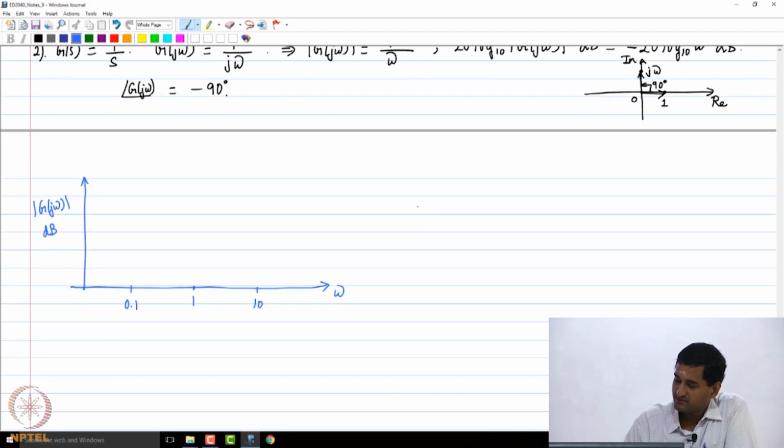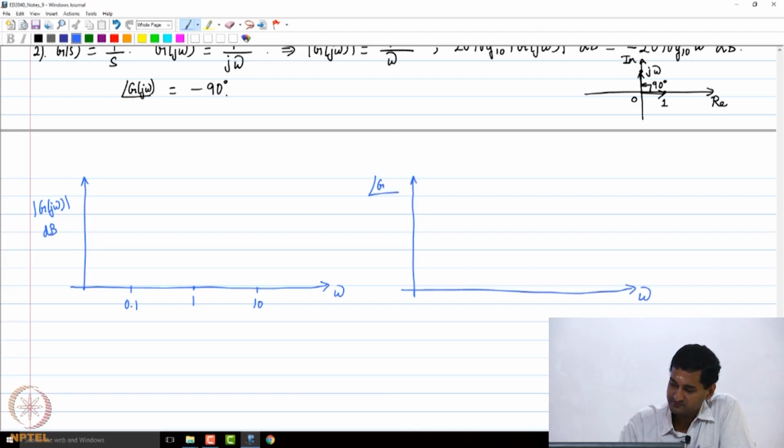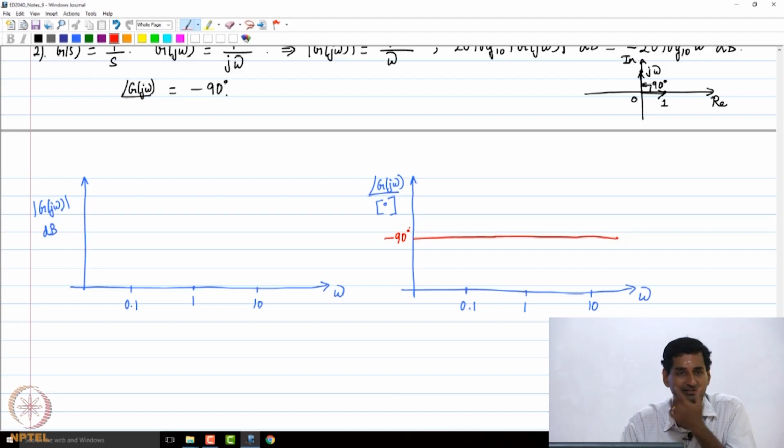Similarly, we have the phase diagram. The phase diagram is pretty easy to plot here. So the phase of g of j omega in degrees. Once again, let's say I have 0.1, 1, 10. So the phase diagram is pretty easy. There is going to be a straight horizontal line at minus 90. So that's what I have for the phase for this particular factor.